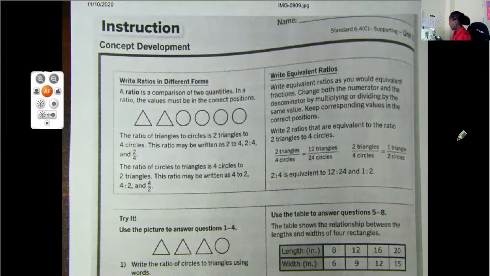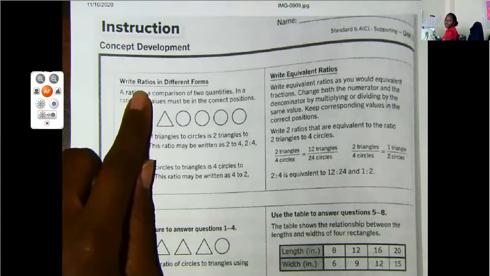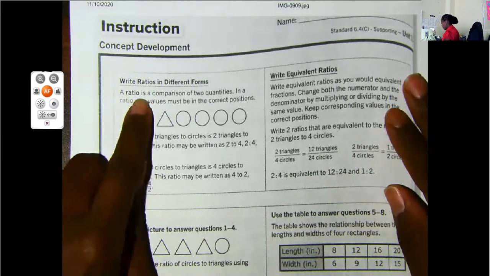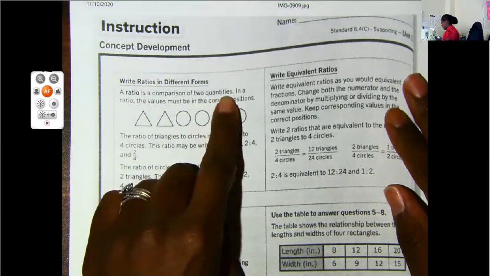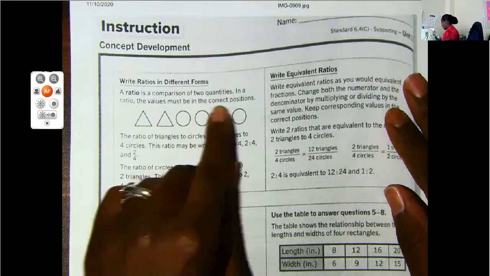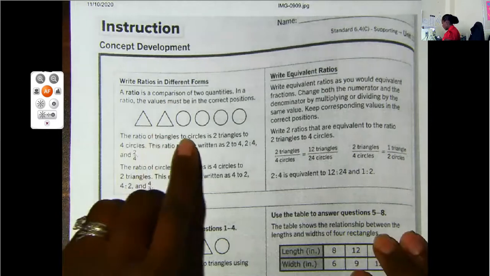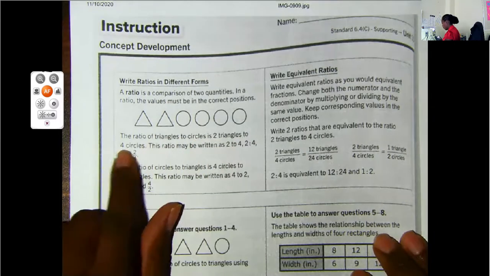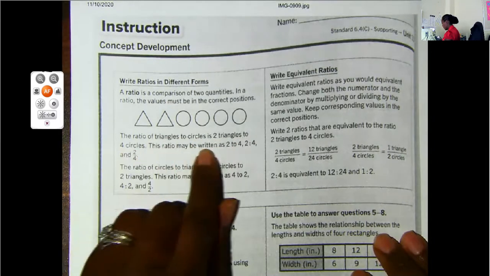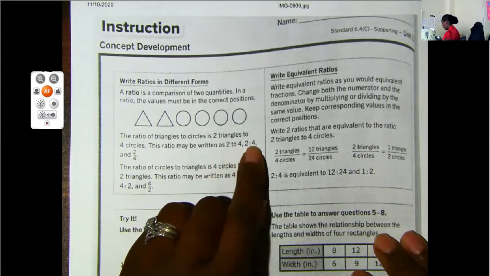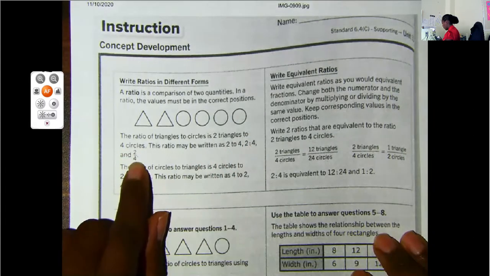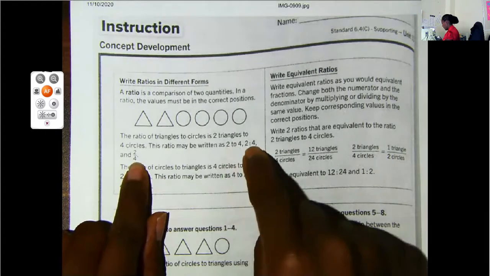Okay, ladies and gentlemen, let's start at the top. It says, write ratios in different forms. A ratio is a comparison of two quantities. In a ratio, the values must be in the correct position. So what this means is the order. The order matters, ladies and gentlemen. Let's look. The ratio of triangles to circles is 2 triangles to 4 circles. This ratio may be written as 2 to 4, 2 to 4, and 2 over 4. Remember the word, the colon, and as a fraction.